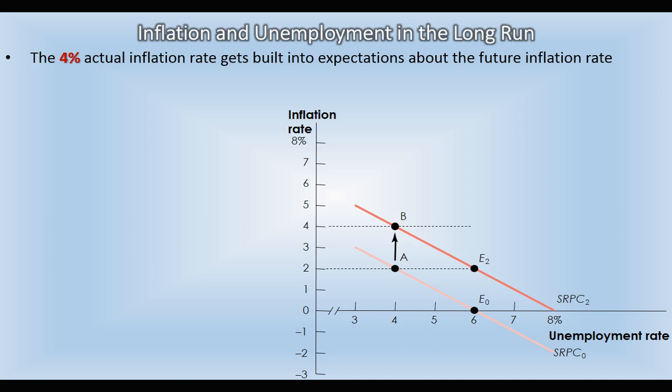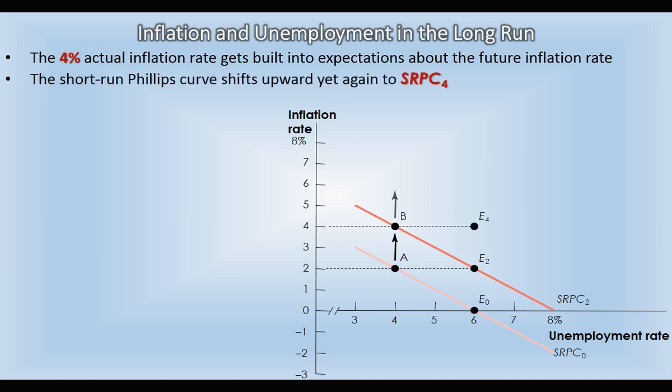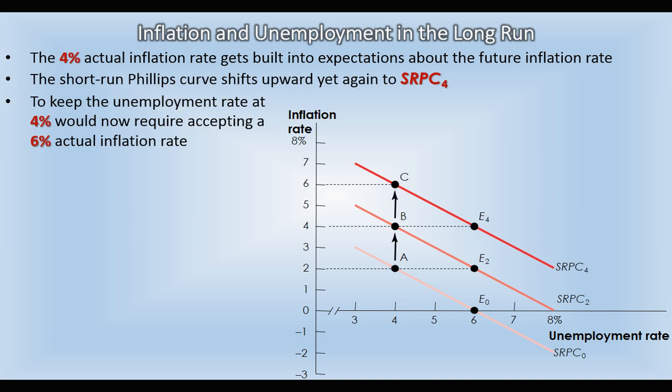So then people come to expect 4% inflation. So the short-run Phillips curve again shifts upward to short-run Phillips curve 4. To keep the unemployment rate at 4% would now require accepting a 6% actual inflation rate. Again, this is due to monetary and fiscal policy pushing the aggregate demand curve to the right to the point where the equilibrium output level is above potential, which means that we are in an inflationary gap, right?